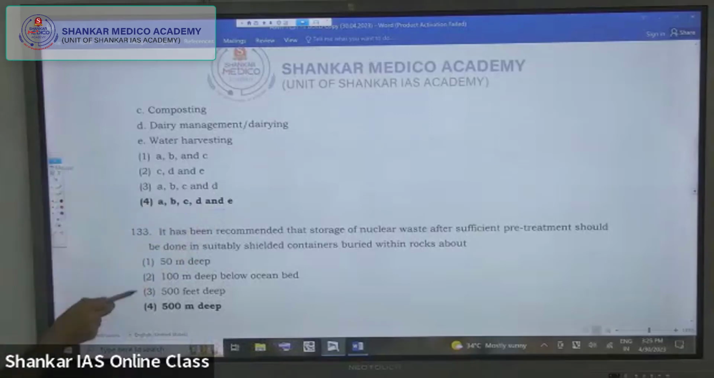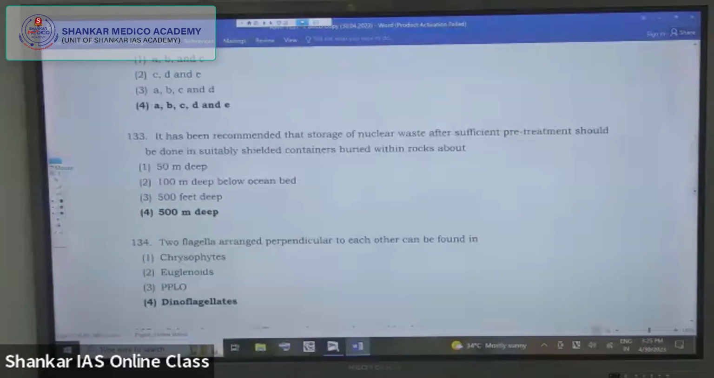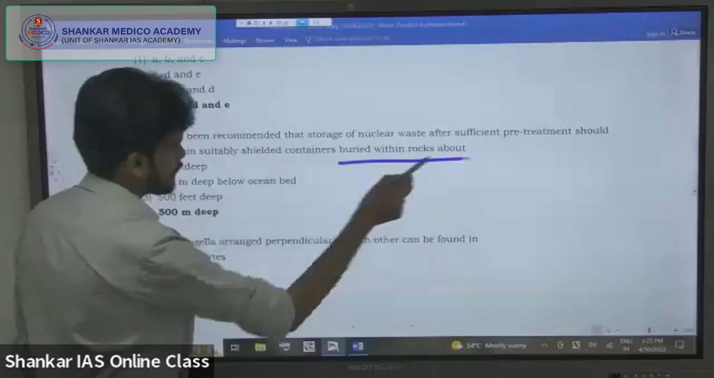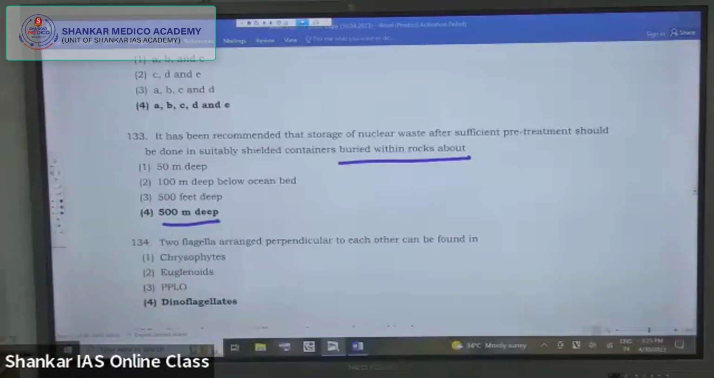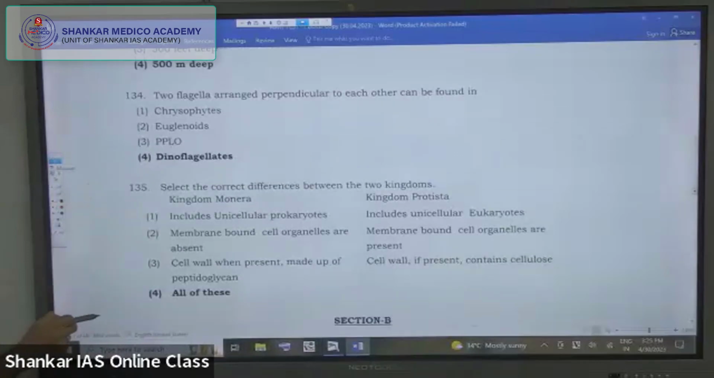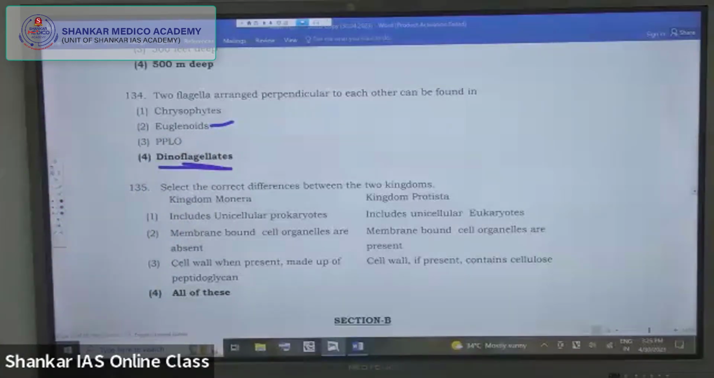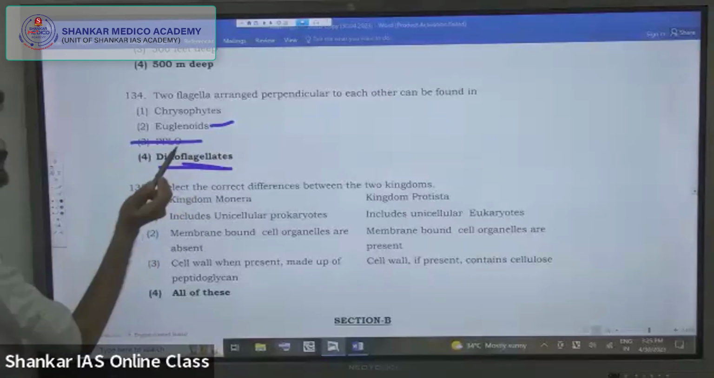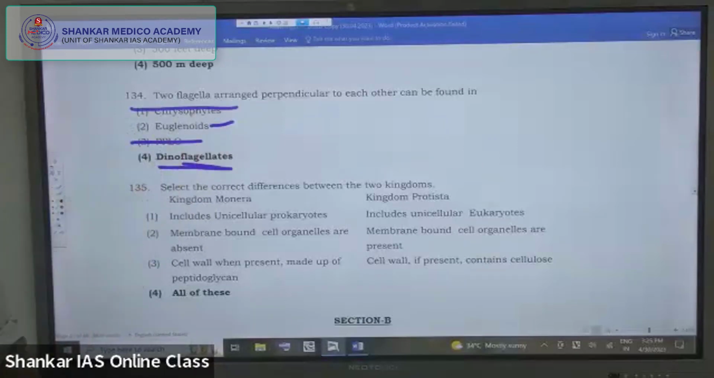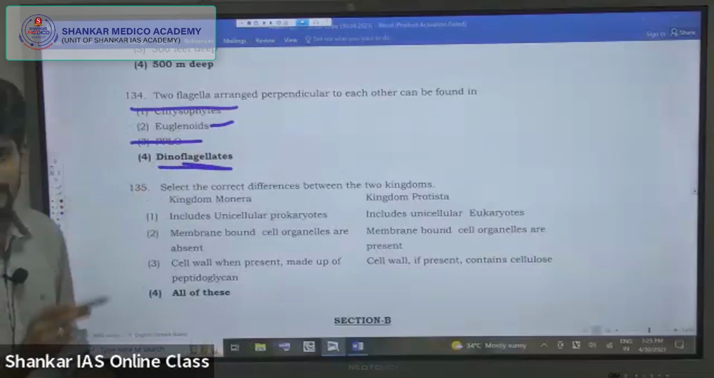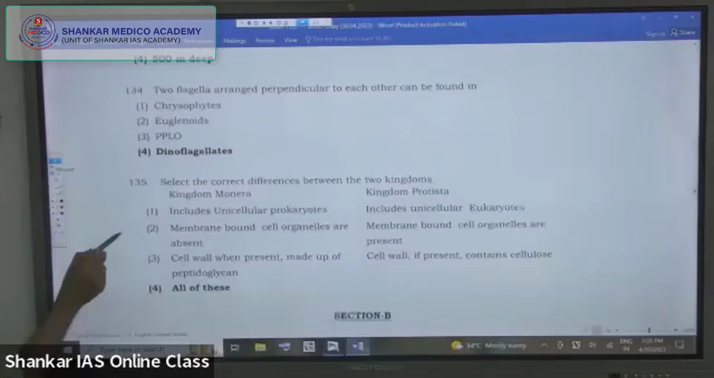Then it has been recommended that storage of nuclear waste after pre-treatment should be in sealed containers buried within rocks about 500 meters deep. So the answer will be 500 meters deep. The two flagella arranged perpendicular to each other belong to dinoflagellates. Euglenoids have one larger flagellum and another smaller flagellum. PPLO belongs to Mycoplasma. Chrysophytes do not have flagella, so you have golden algae and diatoms. So dinoflagellate will be the correct answer.